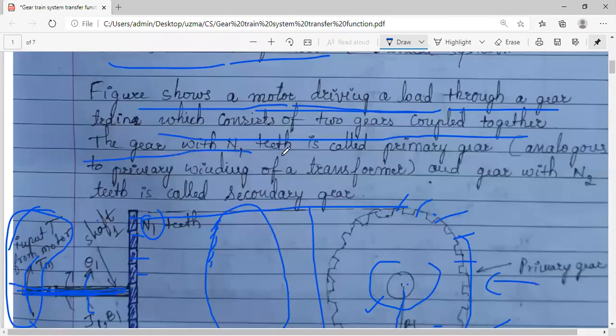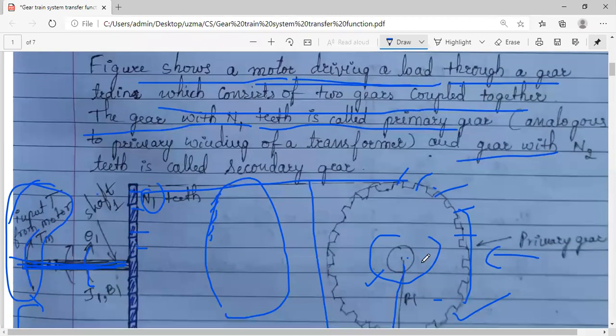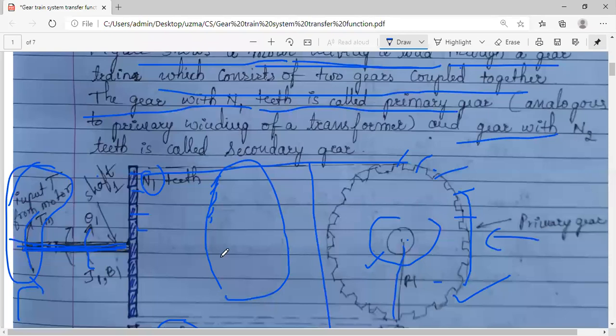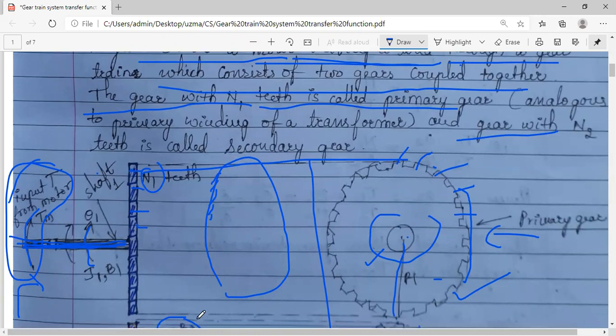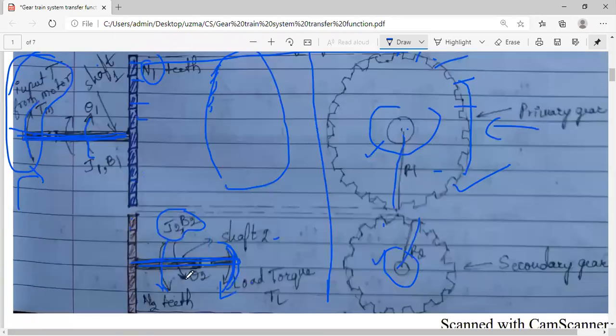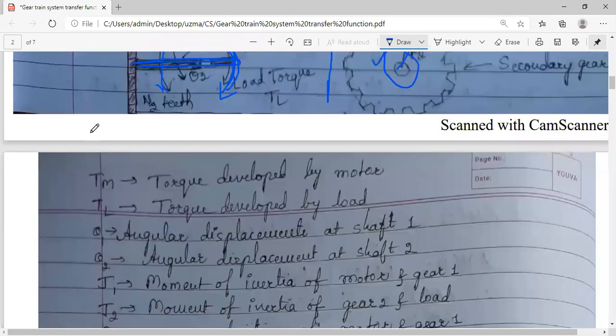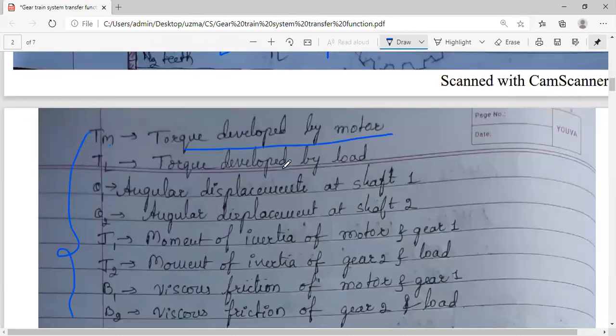So the gear with N1 teeth, we call it primary gear. That is primary winding जो हम electrical system में transformer के लिए पढ़ते हैं. And similarly, the second gear, we call it secondary gear, and it is equivalent to your secondary winding, right? N1, N2, you know the turns ratio. Okay, these are some terminologies which we are going to use.